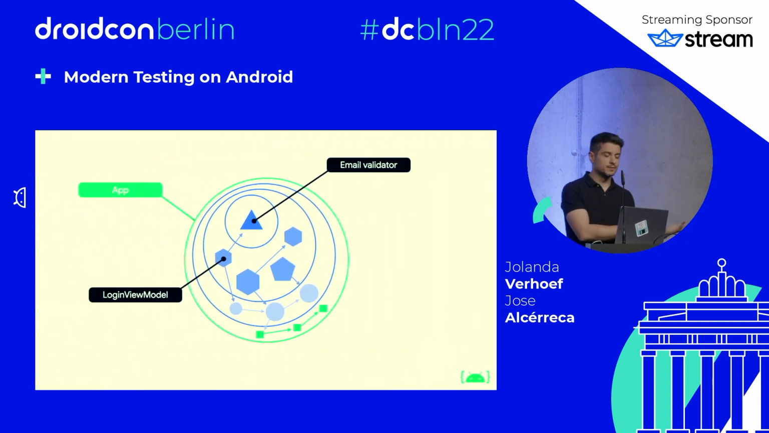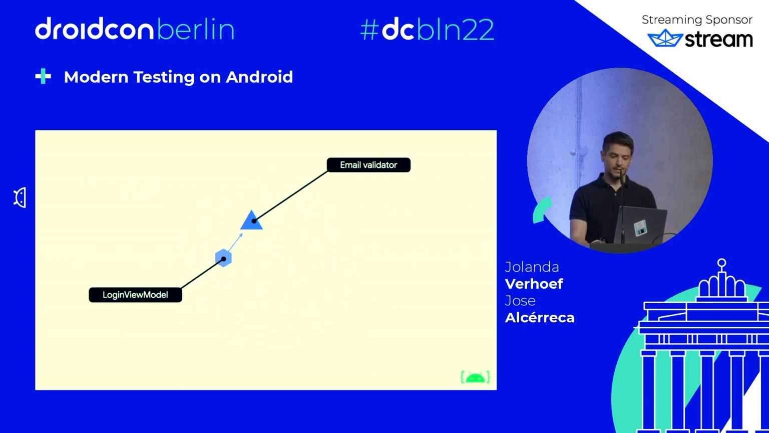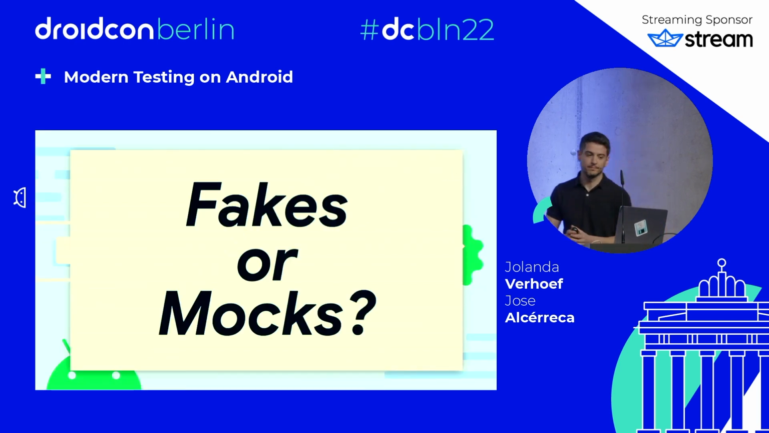However, we often need to test classes that depend on other classes. For example, the login view model depends on the email validator. In that case, we can replace those dependencies with test doubles. Test doubles are objects that look like the real dependencies, but we can control from the test. In most cases, we replace the dependencies by fakes or mocks. So let's talk about that.